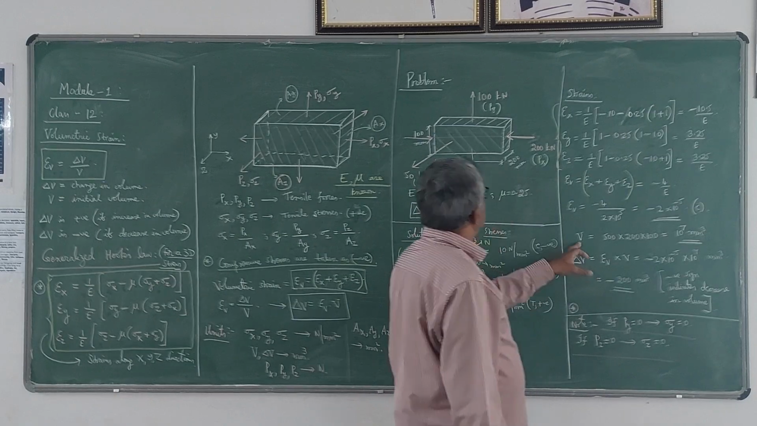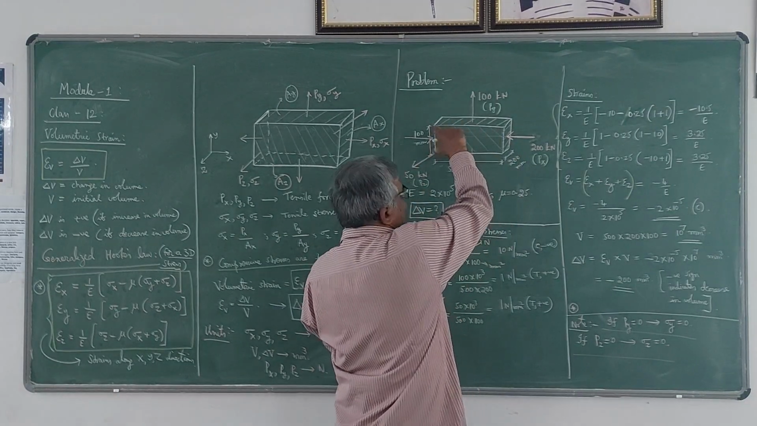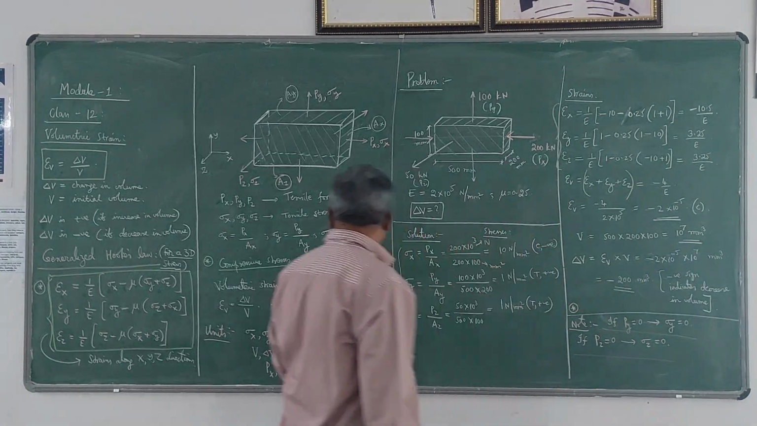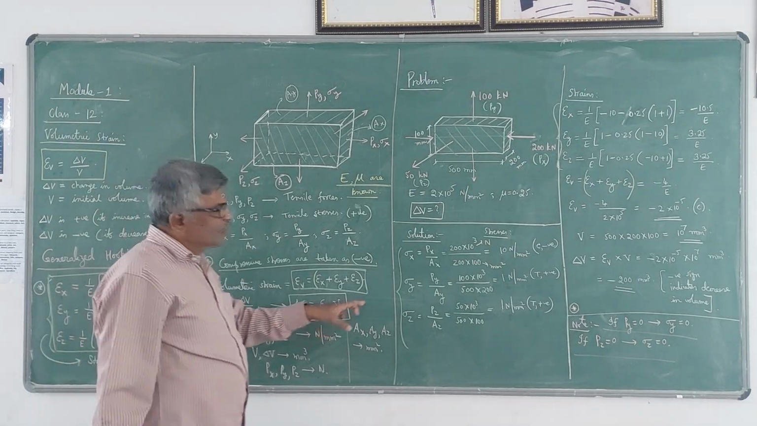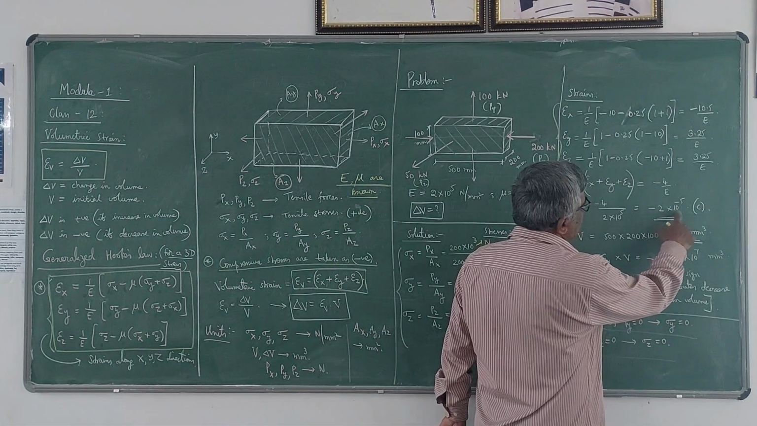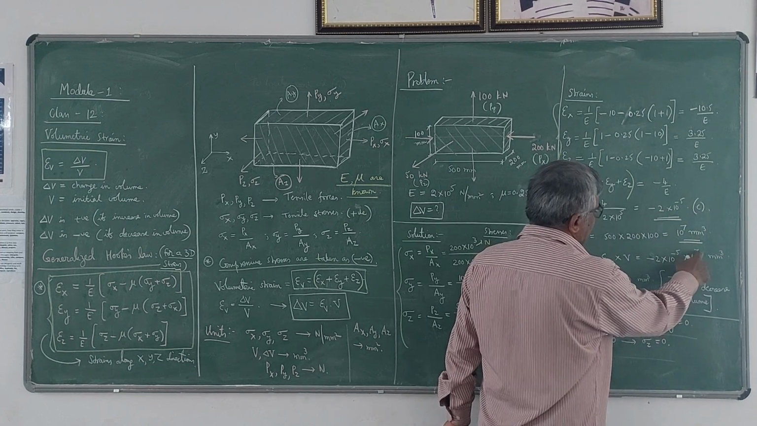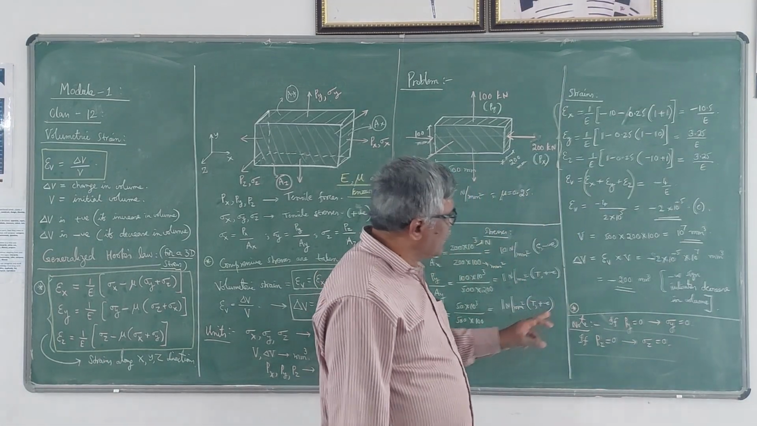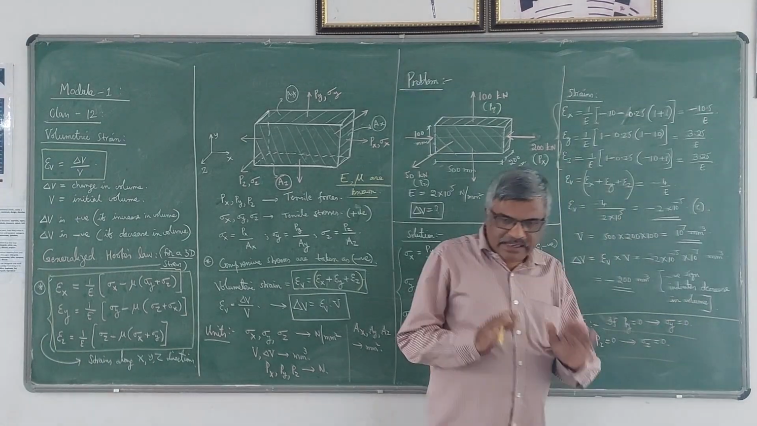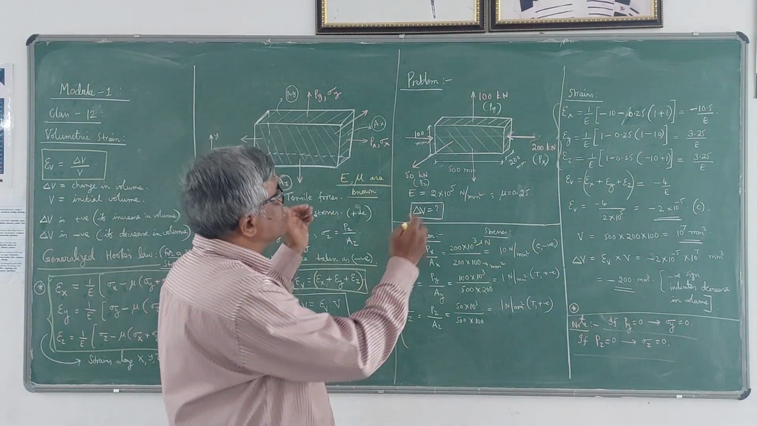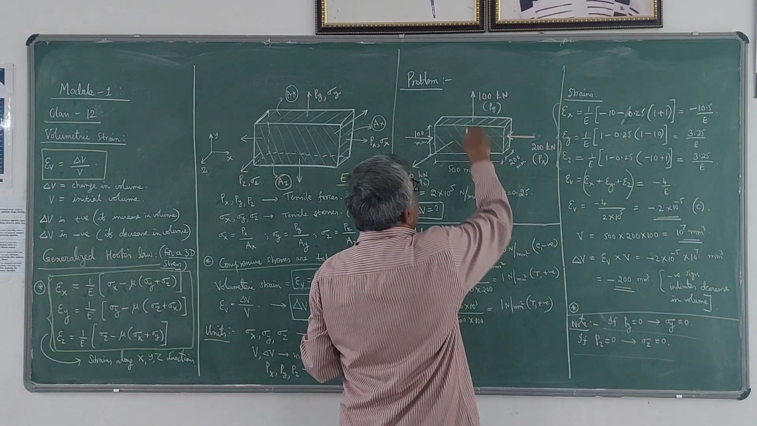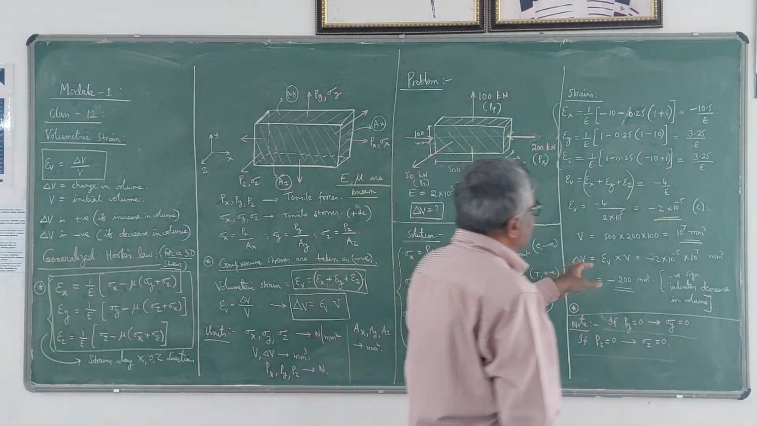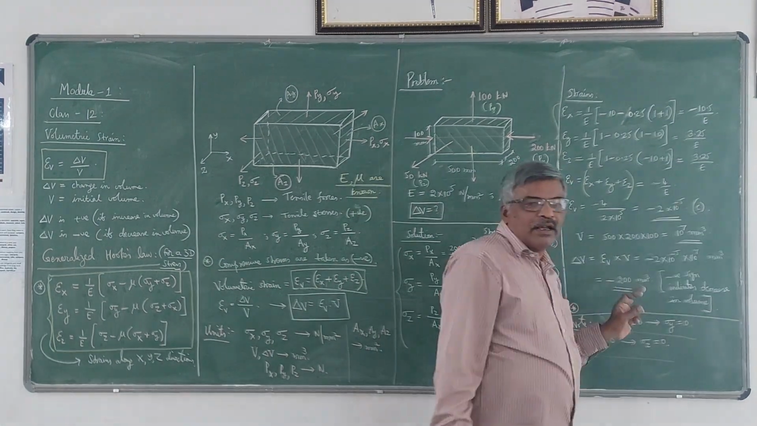So initial volume V is now 500 into 200 into 100. That is the initial volume. You get 10 power 7 millimeter cube it is. Then delta V, as this formula gives, it is epsilon V into V. So once you get epsilon V, it is minus 2 into 10 power minus 5 into initial volume 10 power 7. You will get minus 200 millimeter cube. So minus 200 millimeter cube means negative sign indicates that finally there is a decrease in volume. See, in x direction you have compressive force, in y direction you have tension force, in z direction you have tension force. The net effect, total effect is compression. That is, the volume has reduced by 200 millimeter cube.